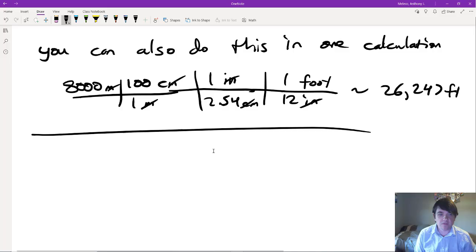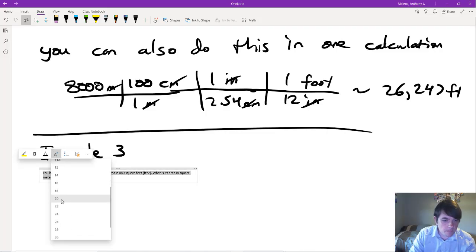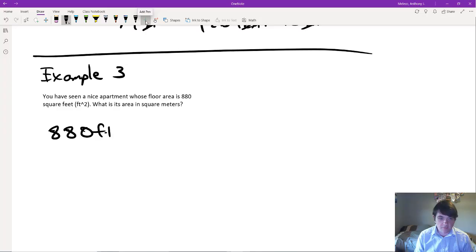Okay, so next up on the list, example 3. And we're still working with units in this particular type of example. But what we're worried about here is how do you convert squared units. So you have seen a nice apartment whose floor area is 880 square feet. What is its area in square meters? So we need to convert 880 feet squared into something meters squared, right?